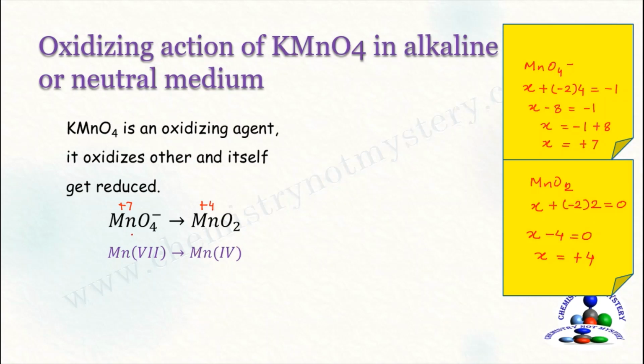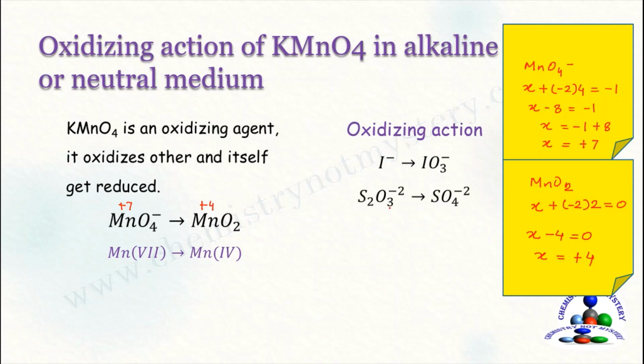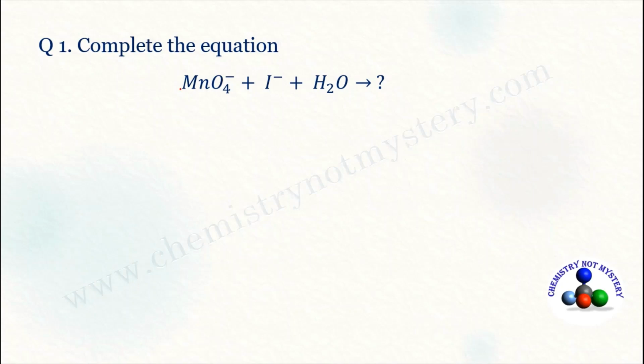Now see the oxidizing action of MnO4 negative. It oxidizes I negative to IO3 negative ion, S2O3 2 negative ion to SO4 2 negative ion, and Mn2 plus ion to MnO2. You need to remember the change in oxidation number of Mn in alkaline or neutral medium, and you also need to remember the change in oxidation number of these ions. Now solve this equation. MnO4 negative plus I negative plus H2O. You have to complete this equation.